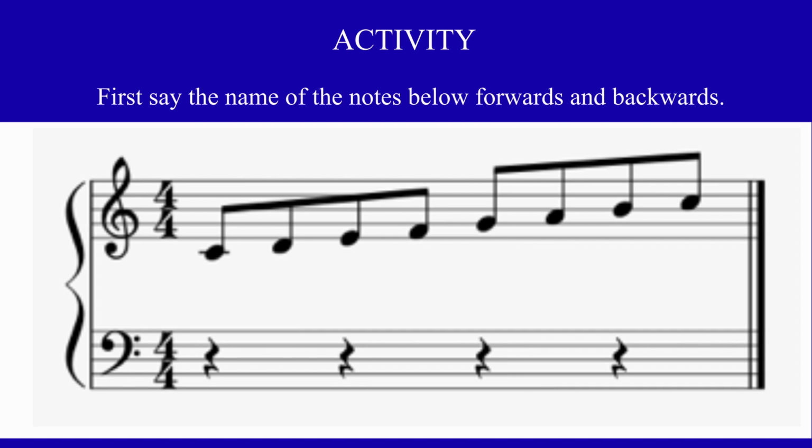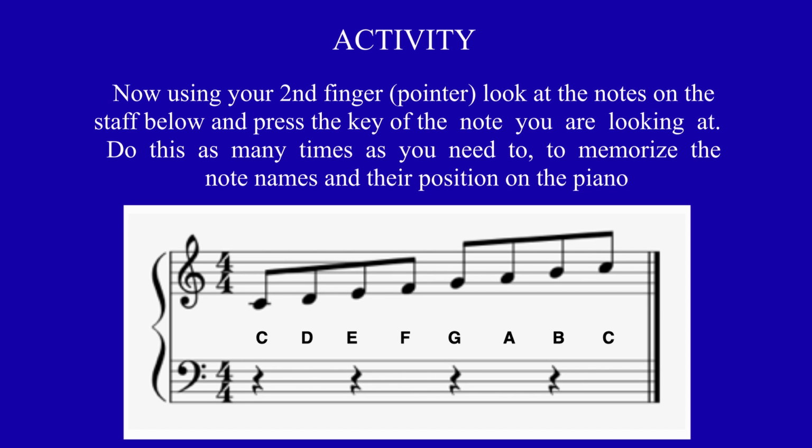Activity. First, say the names of the notes below forwards and backwards. Now, using your second finger, pointer, look at the notes on the staff below and press the key of the notes you are looking at. Do this as many times as you need to memorize the note names and their position on the piano.